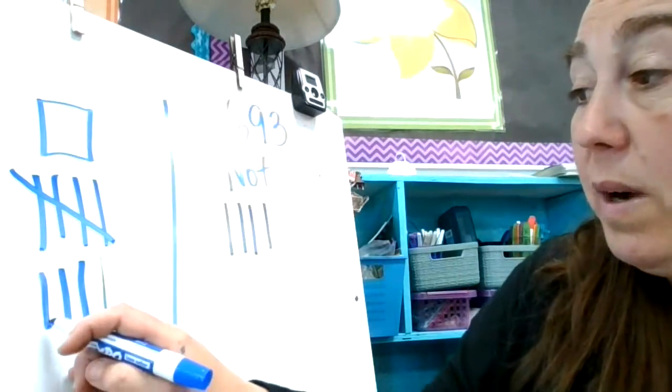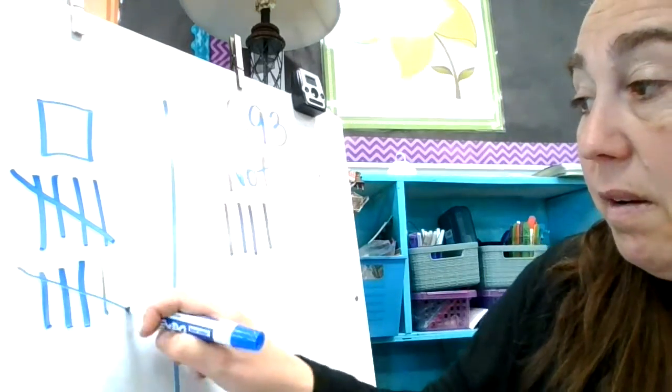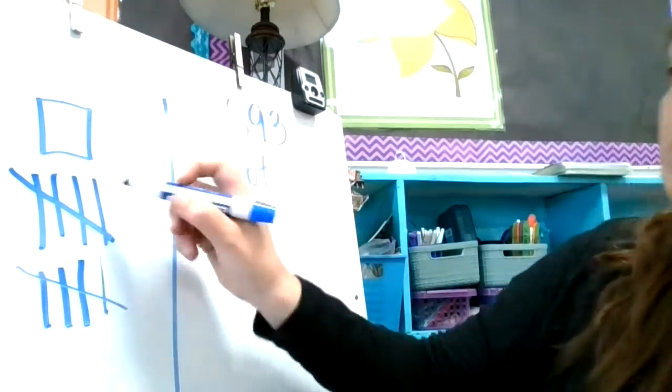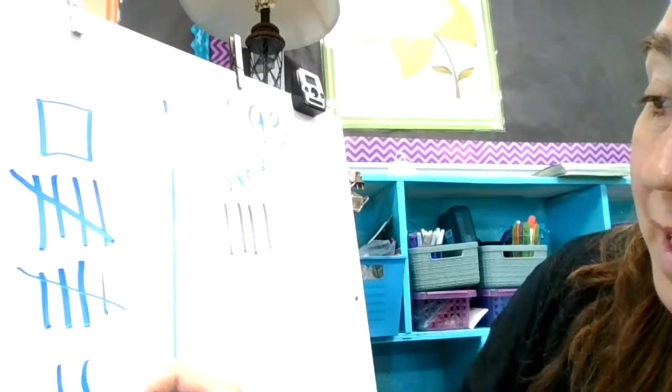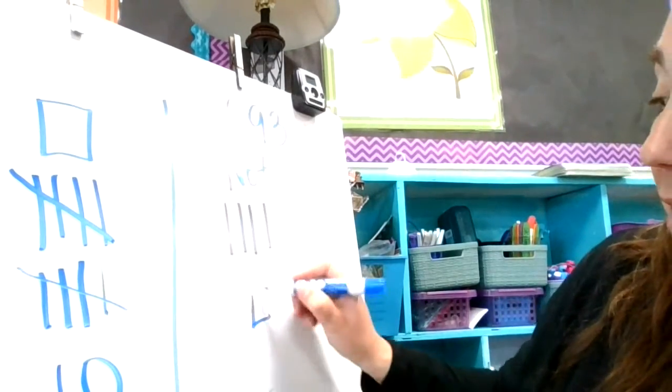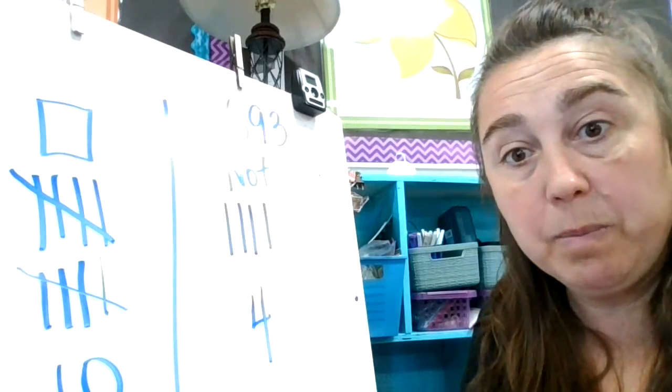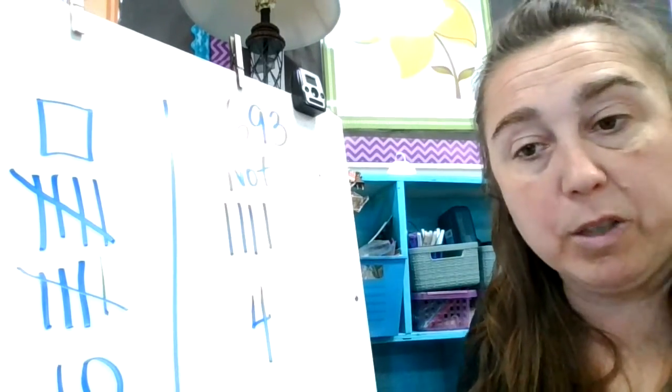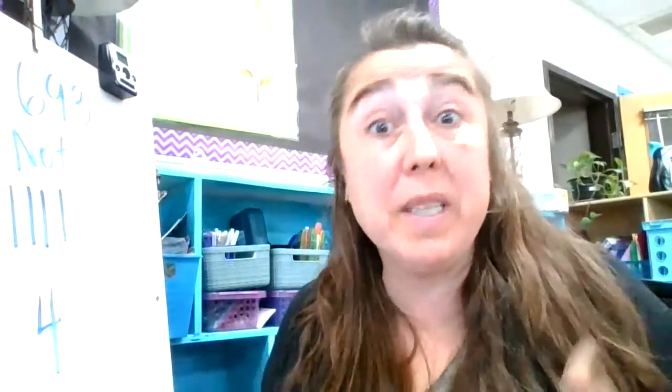Oh, look. 1, 2, 3, 4, 5. All right, so we have 5 and 5. That tells us that we have 10 squares and 4 not squares. That was pretty cool to figure out about our shapes. We're now going to do it together.